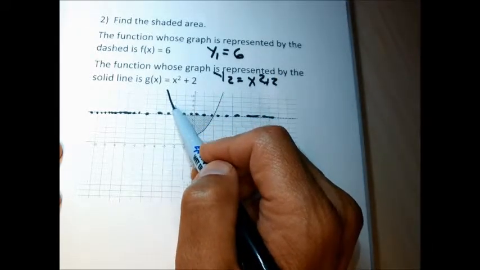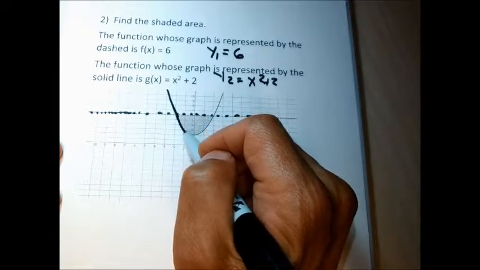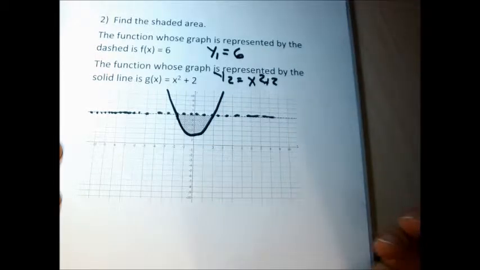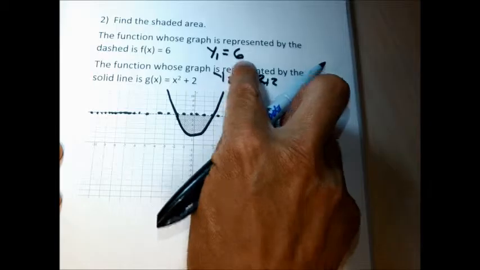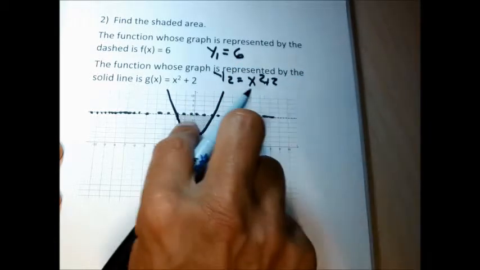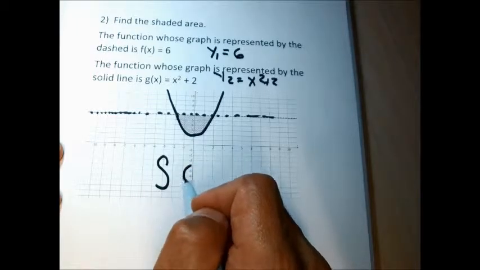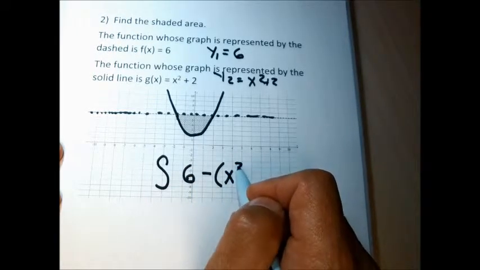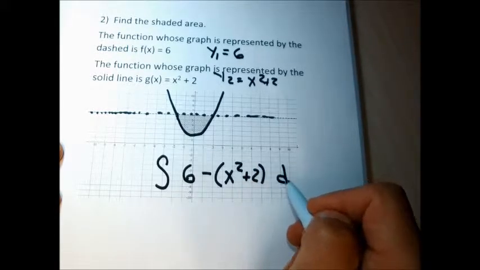And I'm asking you to find the shaded area. And in order to find the shaded area, I need to be able to integrate the top function minus the bottom function. The top function is the 6. The bottom function over the shaded area is x squared plus 2. So I'm going to integrate 6 minus, and because I'm subtracting a binomial, I need a parentheses. And then I need the dx.